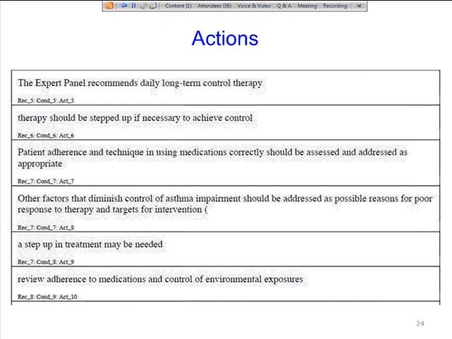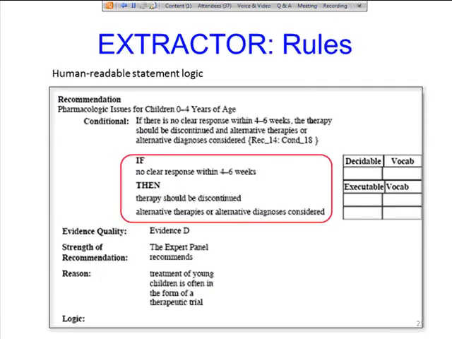Likewise, this is the if side. Here's the then side. The expert panel recommends daily long-term control therapy. Therapy should be stepped up if necessary to achieve control. By taking these out of context and putting them into a simple list like this, it often facilitates recognition of the fact that these are a little too vague, or that these are too underspecified, or they may be frankly ambiguous, and we need more information if we're ever going to be able to use them within an electronic health record system.